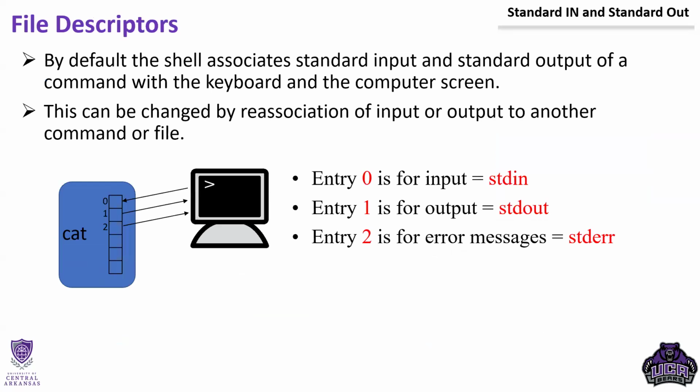Make sure you note the spelling of these. This helps me out when it comes to grading. I don't want it spelled out as standard space in. The correct way is STDIN. So that is standard in, and that is on channel 0. Standard out is channel 1. Standard error is channel 2.